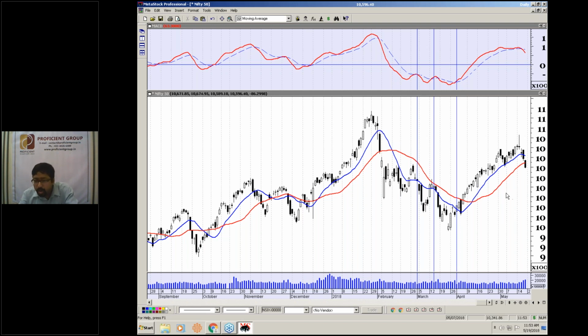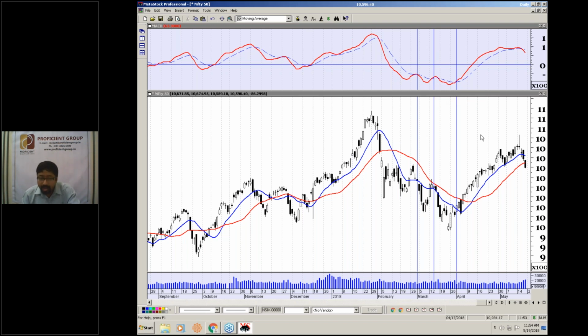Now we got three buy signals in this region, right? The first buy signal occurred in the first week of March, the second one in the second or third week of March, and the third and final one was in the first week of April.